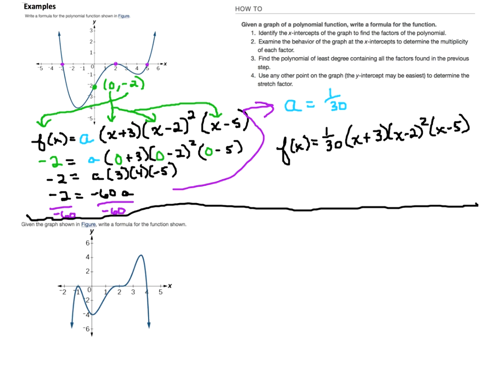All right, same thing for the next one. First thing I'm going to do is identify my x-intercepts. I have a -1, a 2, and a 4. So far, here's what I know. f(x) is equal to some stretch factor A times my linear factors, (x + 1). I'm going to square that because it's a touch and turn, times (x - 2). I would say that that's greater than cubed because it's pretty flat. I'm going to make this to the fifth. Times (x - 4). It completely crosses, so I leave that as understood 1.